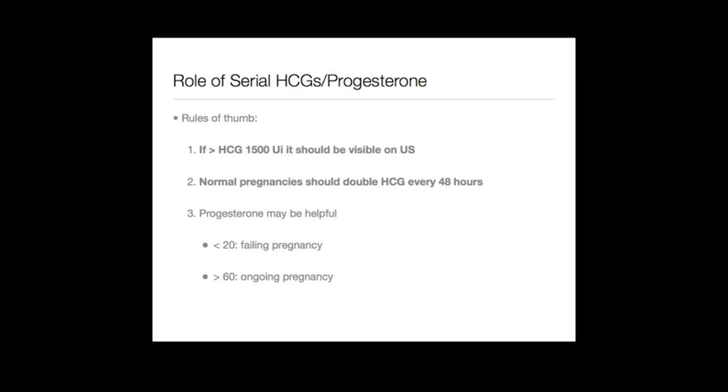Progesterone may also be helpful in deciding whether a pregnancy is failing or ongoing, with a value of less than 20 suggesting a failing pregnancy and one greater than 60 suggesting an ongoing pregnancy. However, it is very, very important to be aware of the clinical state of the patient. If the clinical state of the patient deteriorates, then one should move to laparoscopy for definitive diagnosis and indeed treatment.